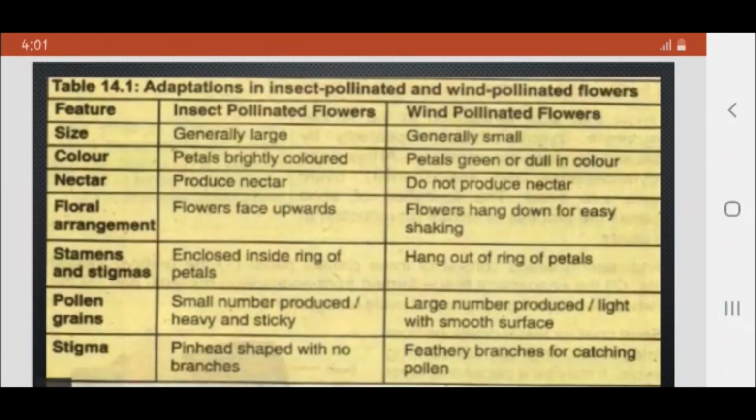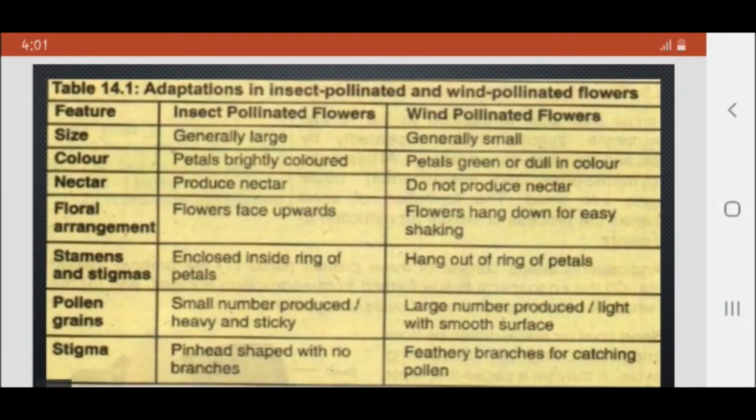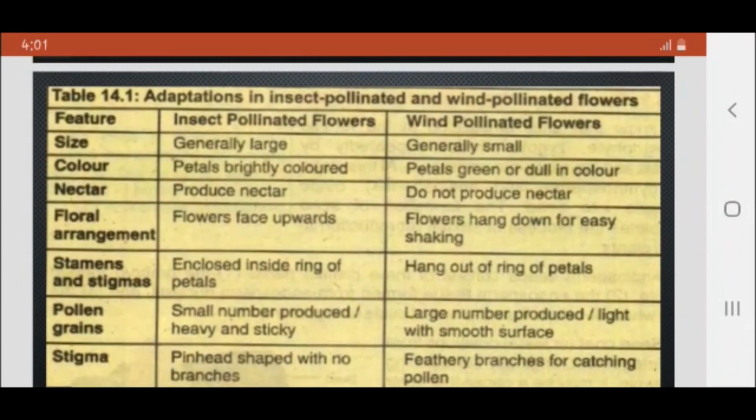There is a difference between an insect pollinated flower and a wind pollinated flower. The size of the flower is generally large in insect pollinated flowers and generally small in wind pollinated flowers. The color of petals is bright, and in wind pollinated flowers, petals are green or dull in color. Insect pollinated flowers produce nectar. Wind pollinated flowers do not produce nectar. Insect pollinated flowers face upward. Wind pollinated flowers hang down for easy shaking.